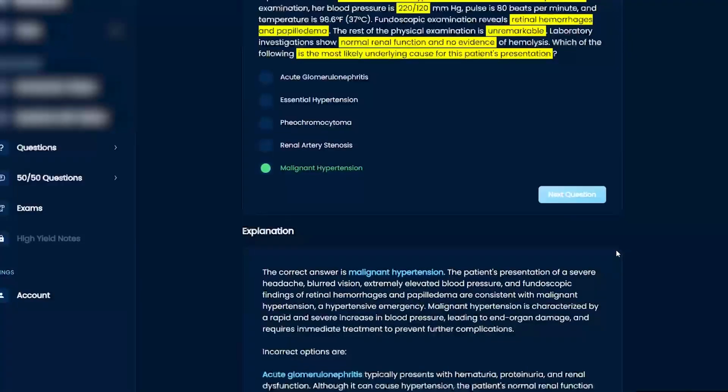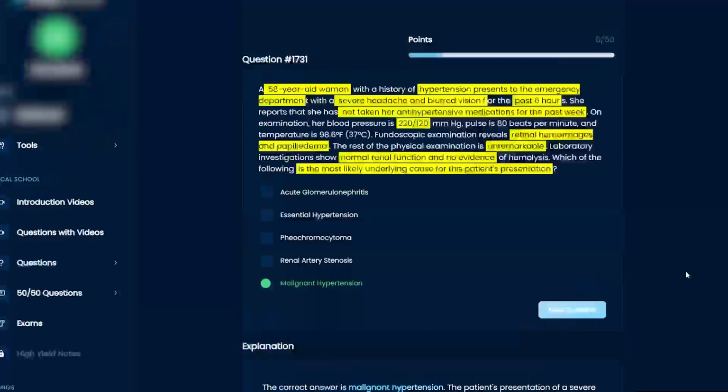Super, and not only the amount of high blood pressure, right? It's also organ damage, right? So you can see it in the eyes, you can see it in the kidneys, right? So things like that. So that's going to be malignant hypertension. Good.